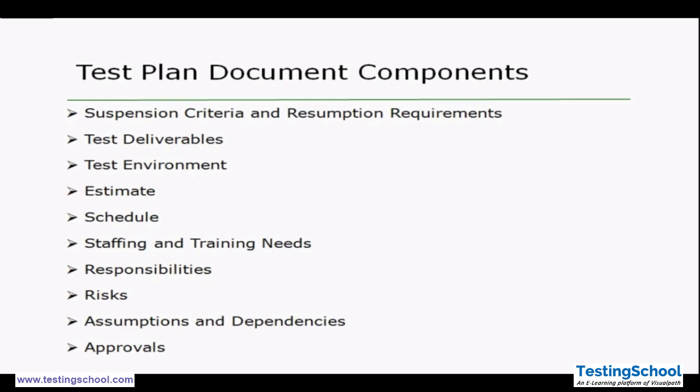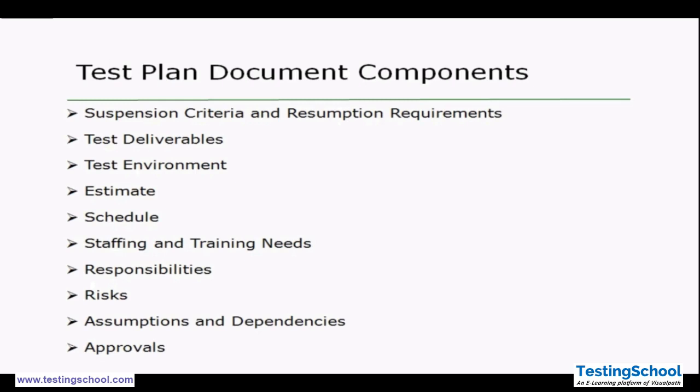Then we have the risk. What is the risk of this testing? If we are not able to complete our testing in this cycle, then what is the risk behind this? Then the assumptions and the dependencies. What should be our assumptions and what should be our dependencies? Is there any dependency, any third party tool or any dependency on a different product? All should be mentioned in the assumptions and the dependencies section.